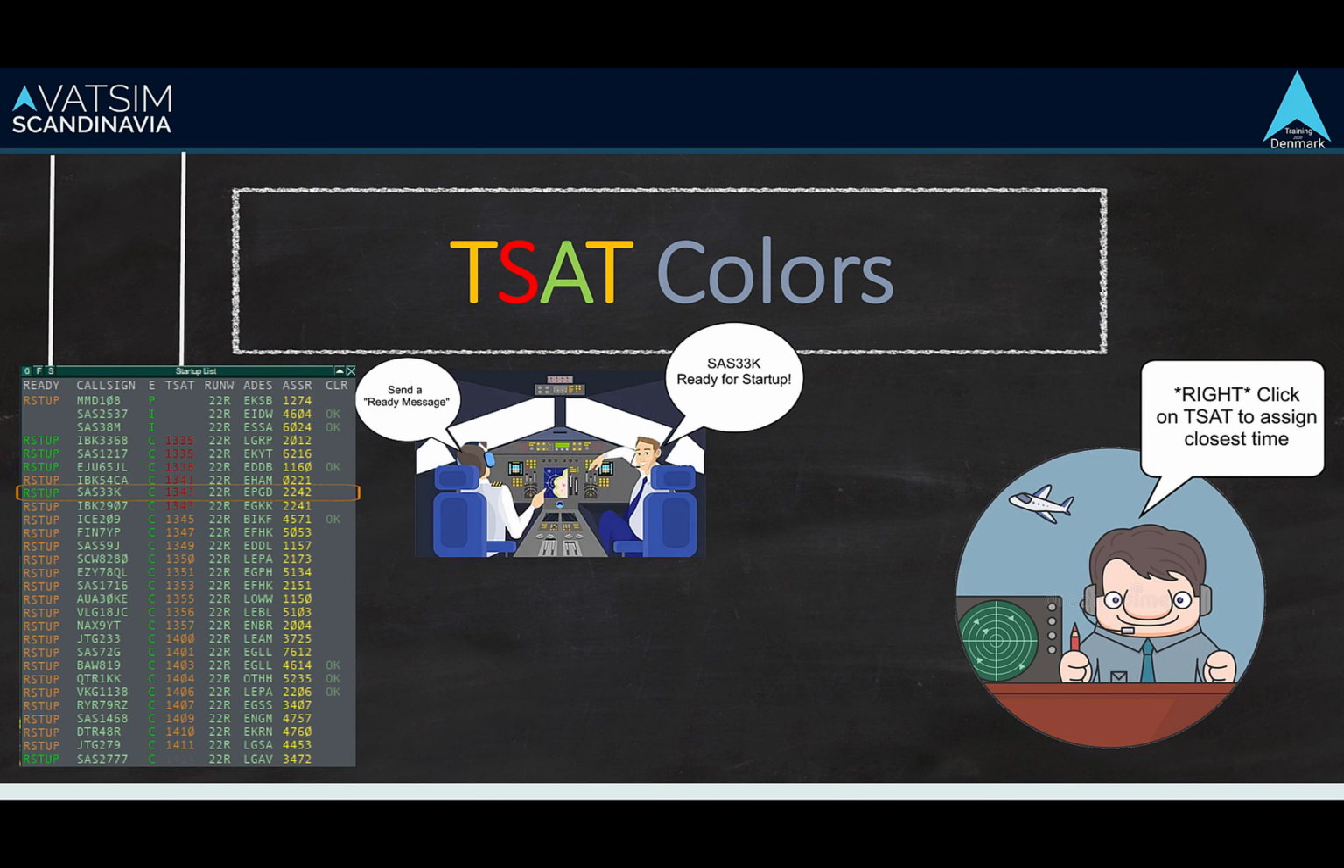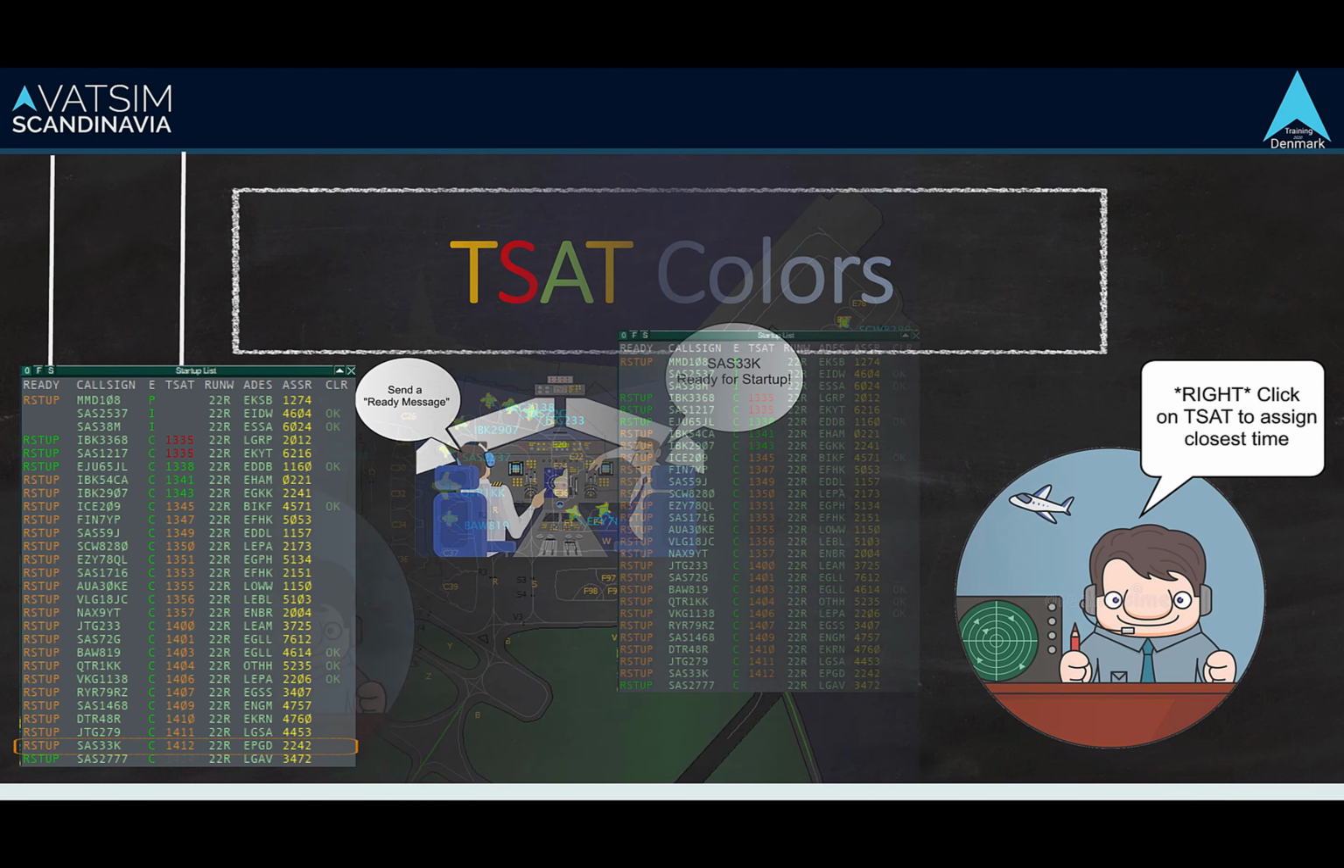Another situation is if Scandinavian 33 Kilo was late and the TSAT turned red, meaning that it's expired. The right click will now assign the next available time so that the pilot who is missing his TSAT can get back in the queue as fast as possible, so he won't have to wait too long. Be proactive in getting expired TSATs reassigned so they don't have to wait too long. Alright, let's move ahead to the next column.